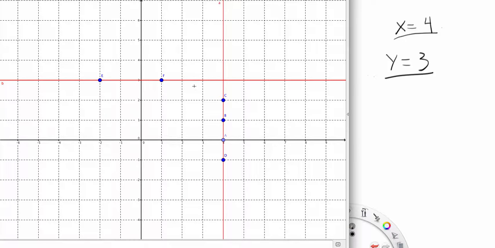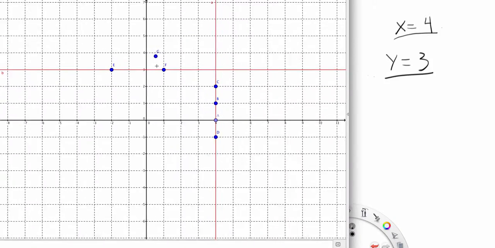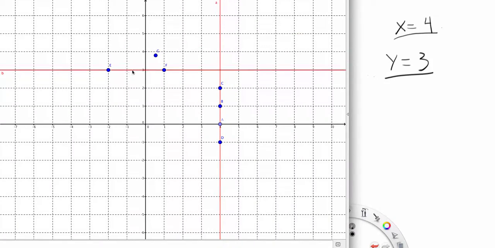So here's a picture of the line when I'm looking at this one. Oop, I don't want that point there. Let me get out of that. Okay. Here would be a picture of the line y equals 3. Here would be a picture of the line x equals 4.